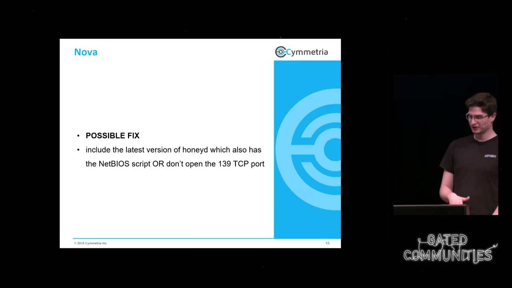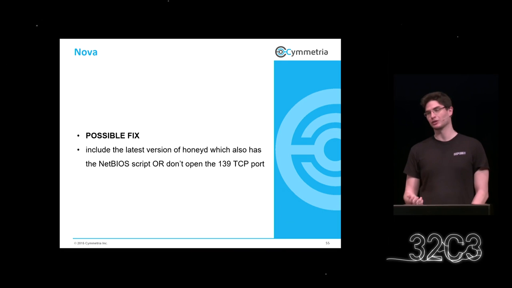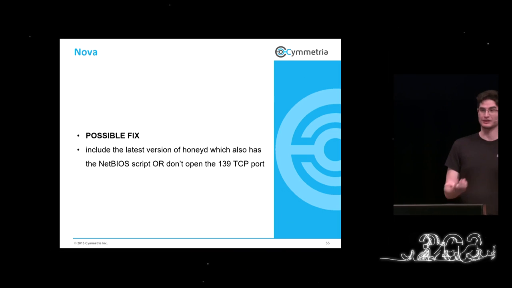This is a situation that would never happen on a Windows machine. The only two options are that it would talk to you, or, if it's firewalled off, the port would seem closed. Right? So this is something that clearly shows that this is a Nova Windows machine. A possible fix for this is maybe including the latest version of Honeyd, which also has the NetBIOS script implemented, or just not opening the port so it looks like it's firewalled.